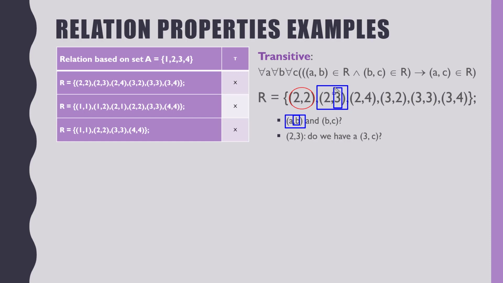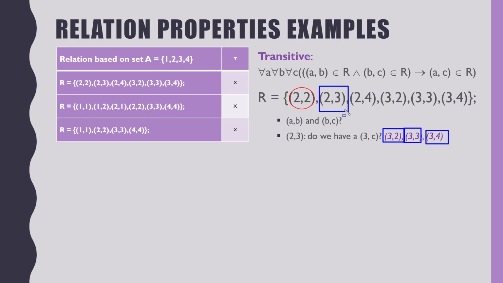Do we have something that starts with that and ends with something else? So do we have a 3 comma something, a 3 comma C? Do we have that? And as you can see, the answer is yes, we have 3 of those. There's a 3 comma 2, a 3 comma 3, and a 3 comma 4. Each one of these is the B comma C, right, in this particular scenario.